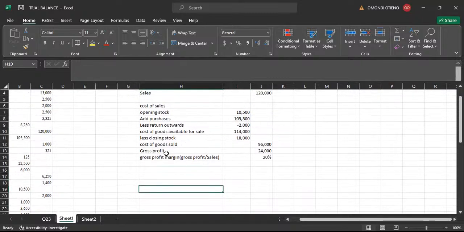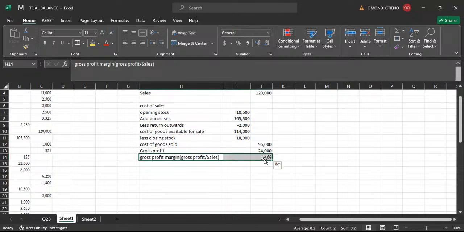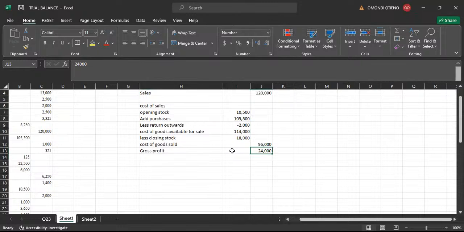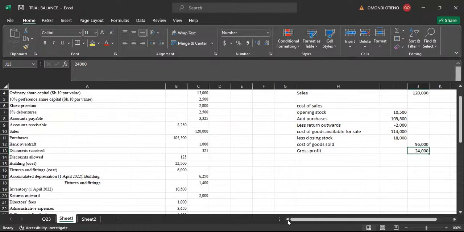So once that is done, the gross profit margin will not be useful to us. We are not going to stop at this gross profit. We are only going to stop at that gross profit. So we now proceed. After gross profit, do we have any other income?